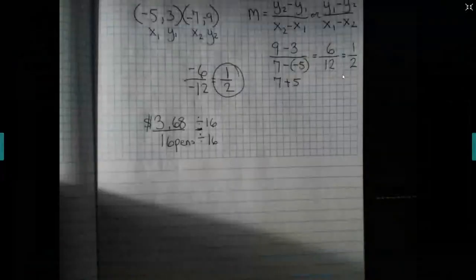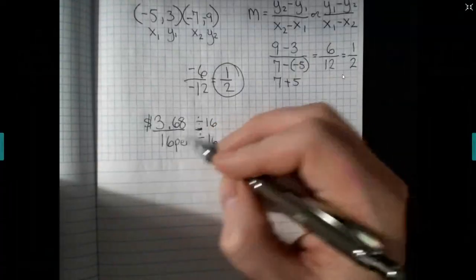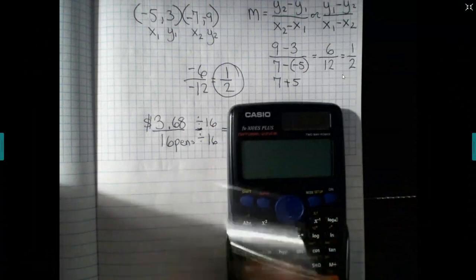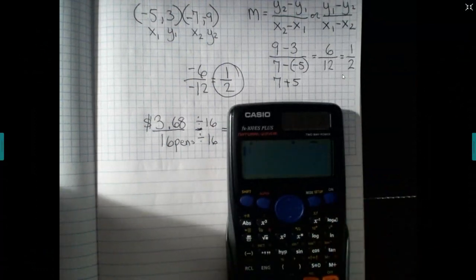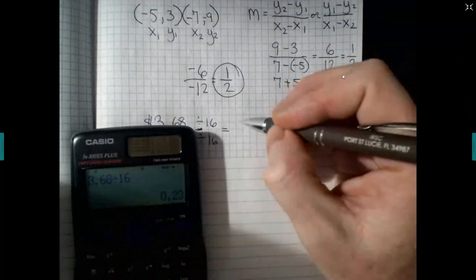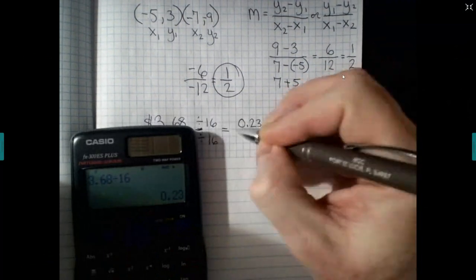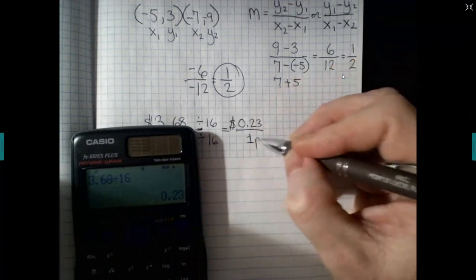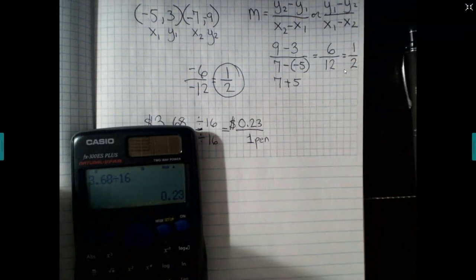By putting 368 over 16, you're going to divide both these components by 16, so that you'll get your pens to be 1. Taking your calculator, you don't need to do 16 divided by 16. You know that's going to equal 1. So do 368 divided by 16, and you're going to get 23 cents. So that's 23 cents per 1 pen, and that's what we're looking for.